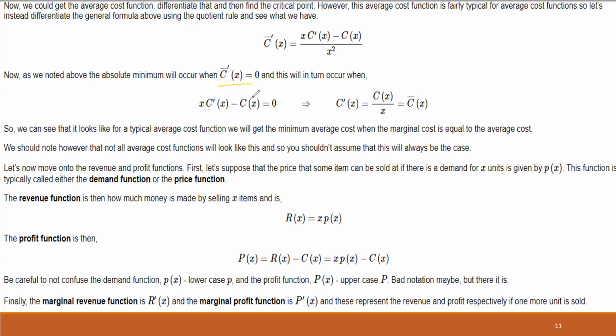All right, so this is basically x times the first derivative of your cost function minus the cost function equals 0, which gives us this. All right, as I would have mentioned earlier, the first derivative of x is equal to the cost function over x. So to find your average cost function, it's going to be your cost function divided by x.